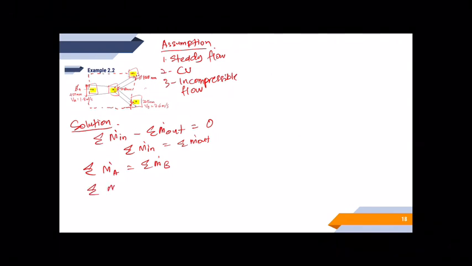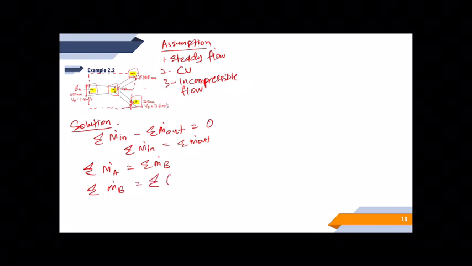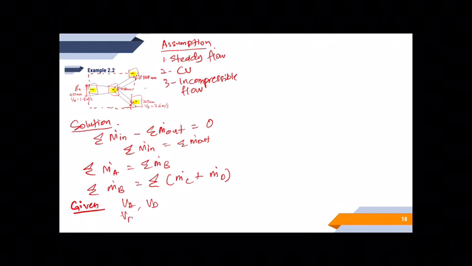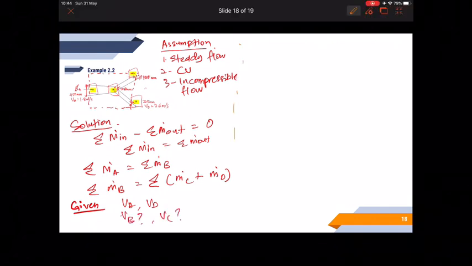m dot at B is actually equal to what? Equal to m dot at C plus m dot at D. So given to us velocity at A, velocity at D, and velocity at B we don't know, velocity at C also we don't know. Okay, let's do this together.